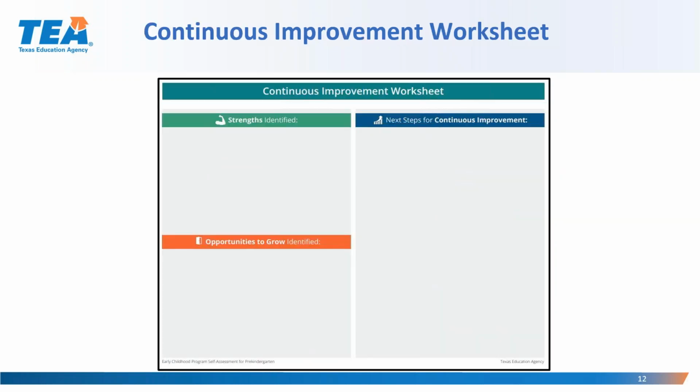The next step in the self-assessment process is to identify strengths, to identify opportunities to grow, and then write out the next steps. This page, once it is completed, can be used to communicate the results of the Early Childhood Program self-assessment to stakeholders, such as to parents, to staff members, and even to the board.